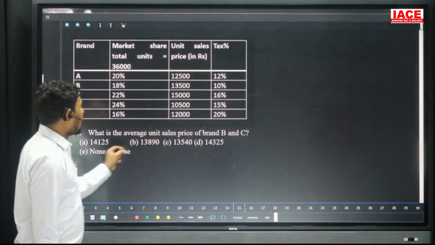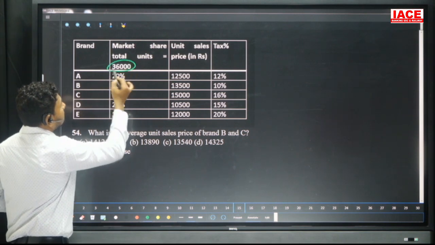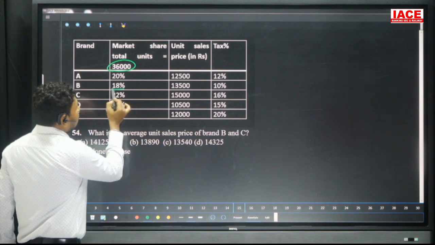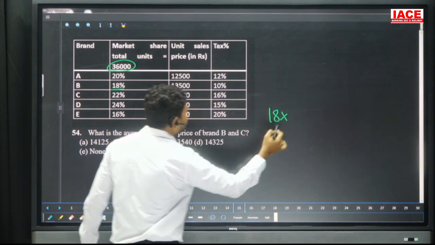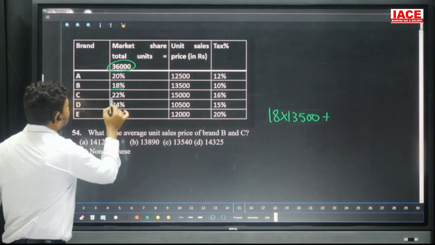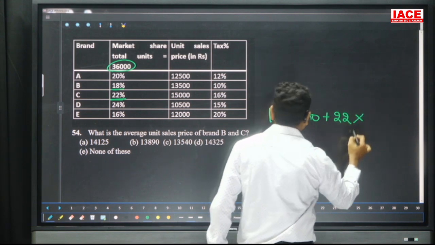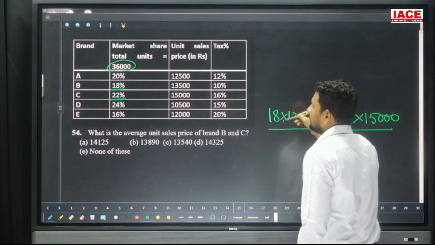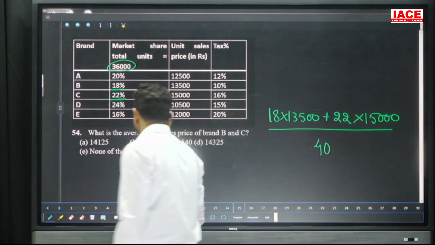Next, what is the average unit sale price of brand B and C? Brand B. So I'm not taking 36,000. I'm going with brand B. How many bikes are sold out? 18 bikes are sold out. Each bike value is 135,000 plus C. C is 22 bikes sold out. Just I am taking 22 bikes. Each bike value 15,000. And we need average. Average means first 18 bikes, next 22 bikes. Total is how many bikes? 40 bikes. So now we are cancelling to get an answer.